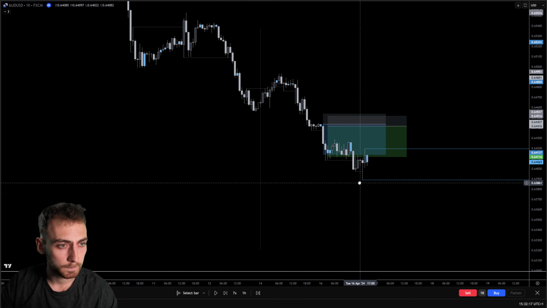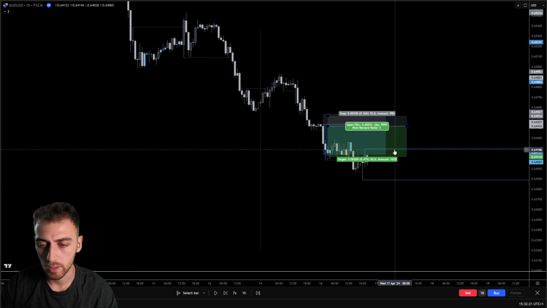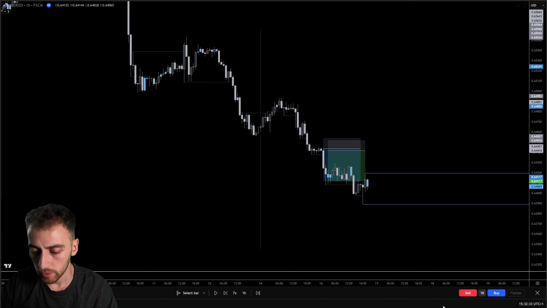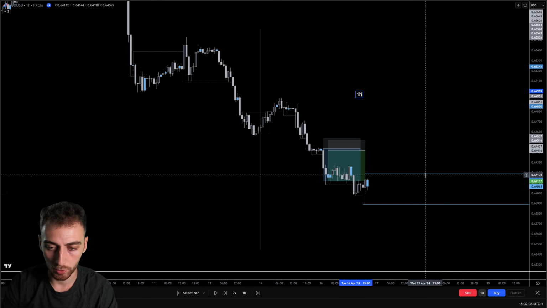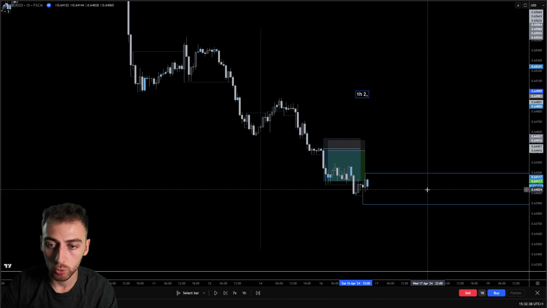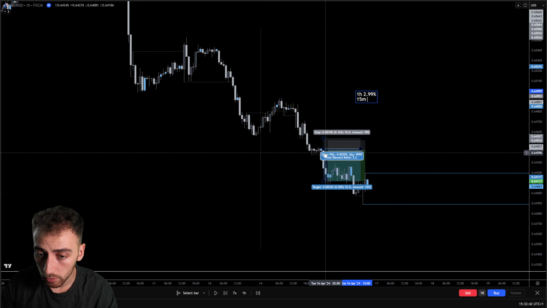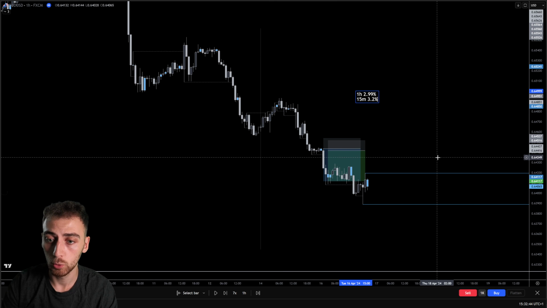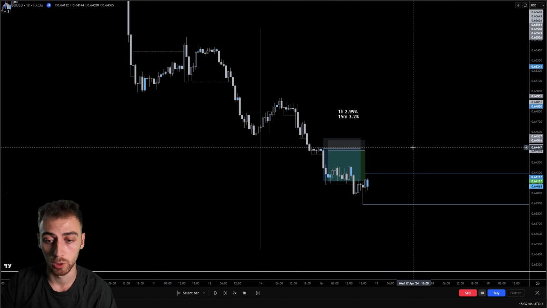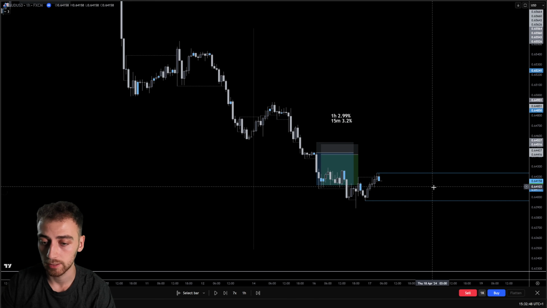Inside bar, 2 pips above, 117. Okay, let's write this down. So the 1 hour made 2.99% and the 15-minute made 3.2%. So 0.2% difference again. That's very nice. I'll take it.